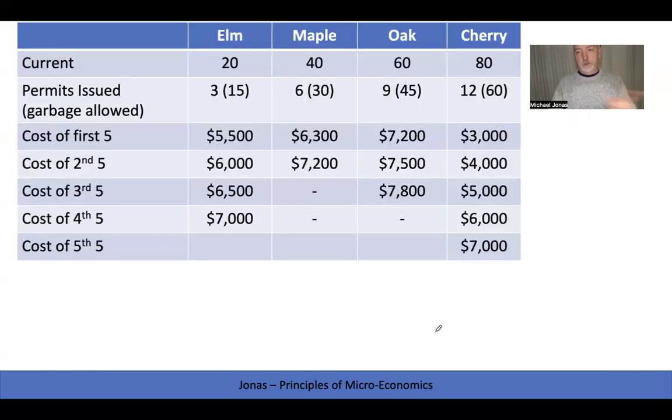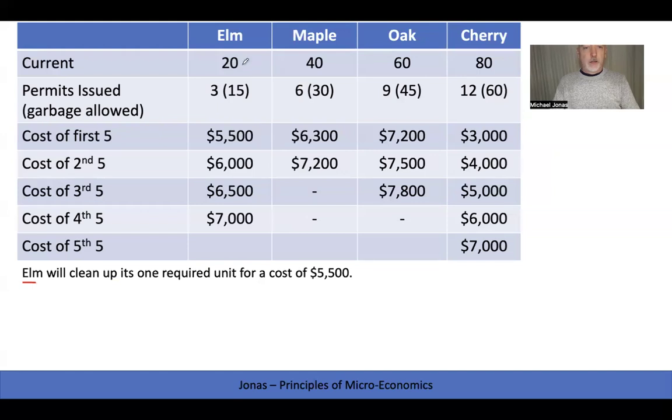Okay, let's break it down, right? So this is the same table. I've just added a few additional numbers here to think about some of these transactions that are going to occur. Right? So let's start on the left here with the Elm firm. And again, it started with 20. It needs to bring it down to 15.